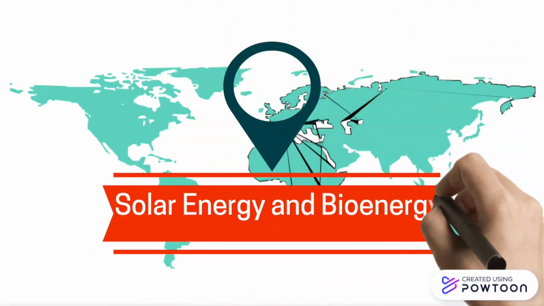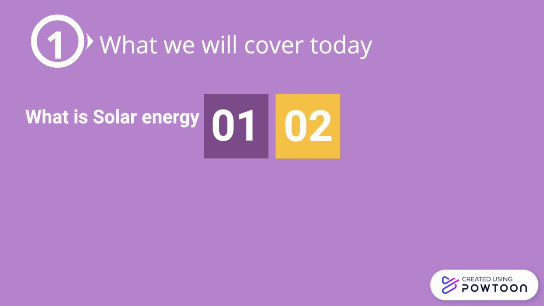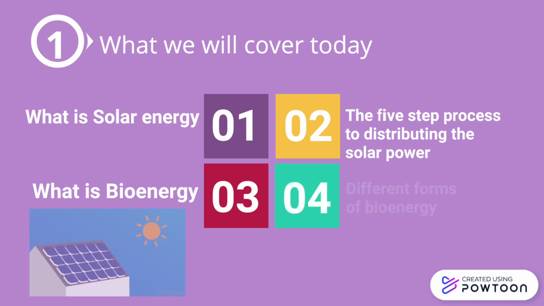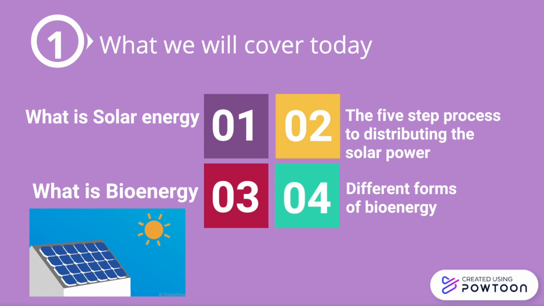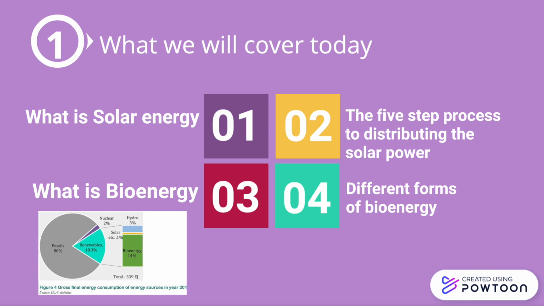Solar energy and bioenergy. So, what we're going to cover today. First off, we're going to go with what is solar energy. Then we're going to go to another basic question, what is bioenergy? And we're going to understand what these two things are and how they work. Then we're going to go into the 5-step process to distributing the solar power throughout a house or an area. And then we'll top it all off with different forms of bioenergy, followed by the conclusion.